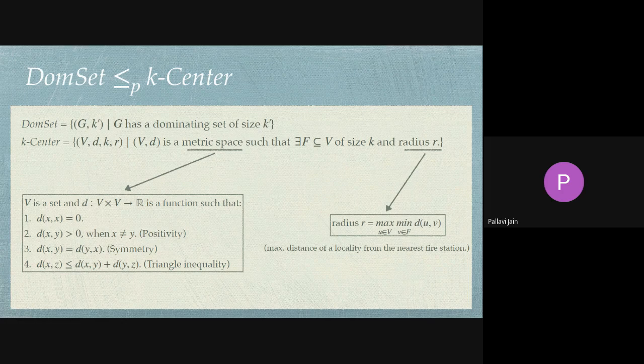Okay. So basically maximum of all the minimum distances, right? Fine.